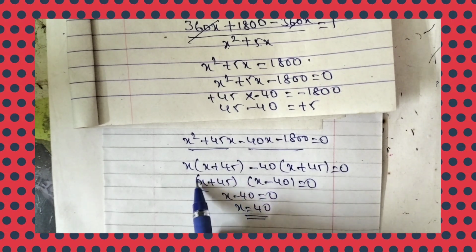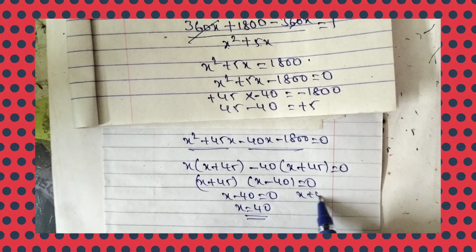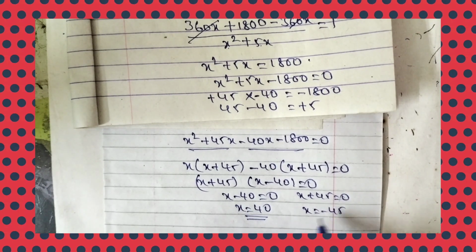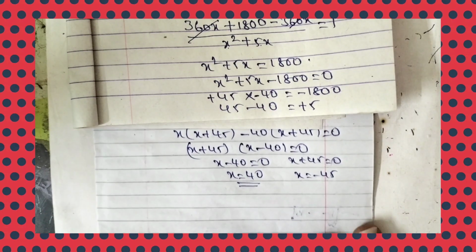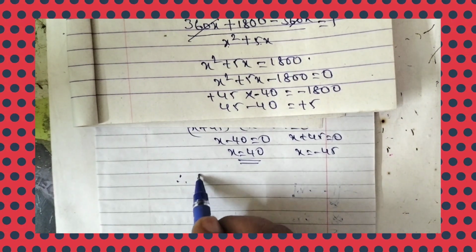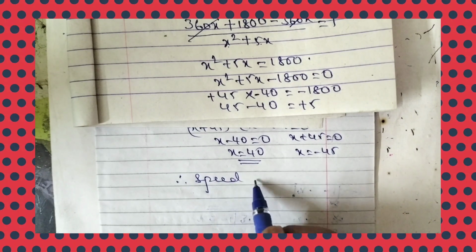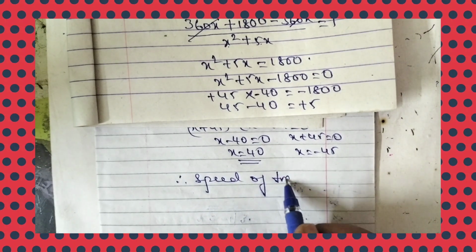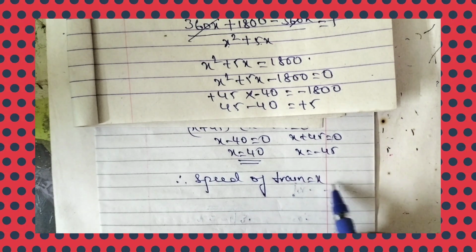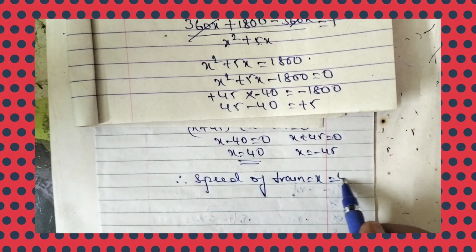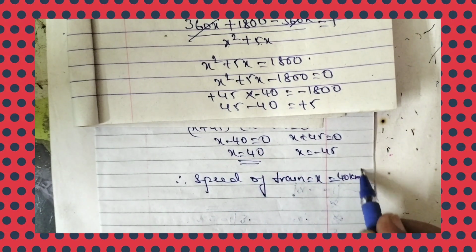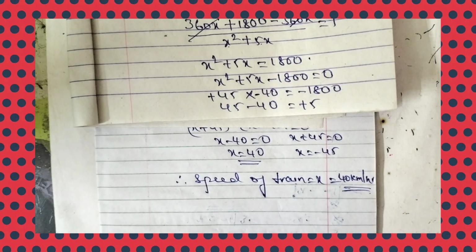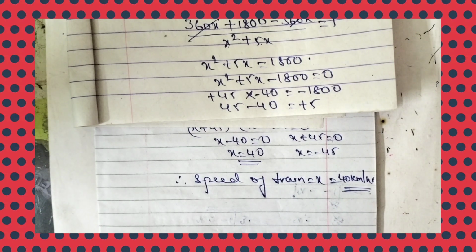Because if I equate the other, X plus 45 is equal to 0, then X is equal to minus 45. X we have taken as the speed of the train. Speed of the train will never be negative. Therefore, it is always positive. Therefore, speed of train is equal to X, which is equal to 40 kilometer per hour. So this is the speed of train. So like this, we have to find out what is the speed of the train.